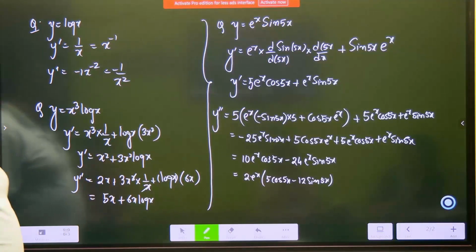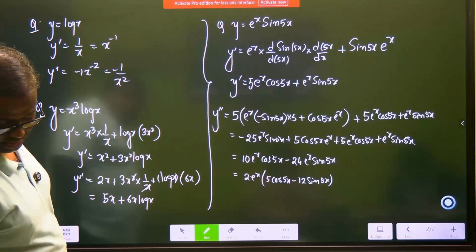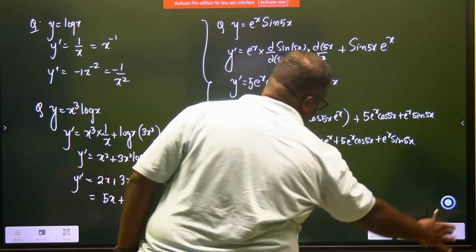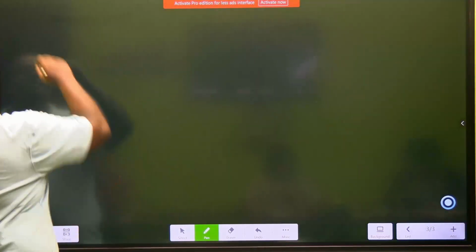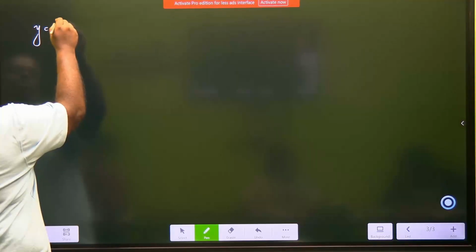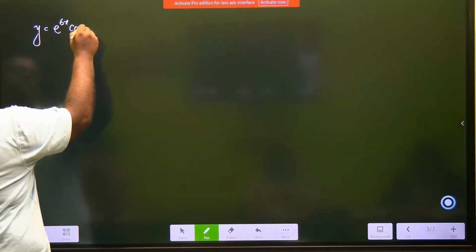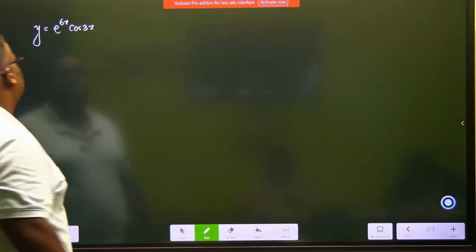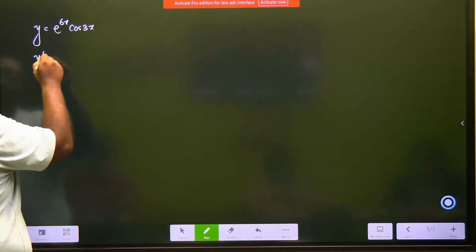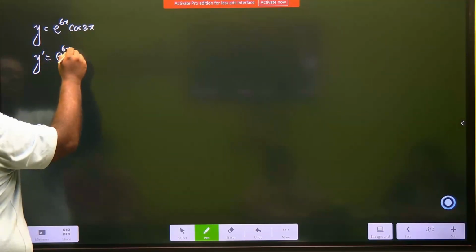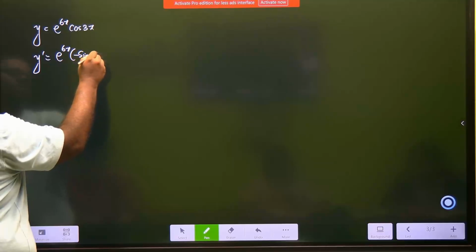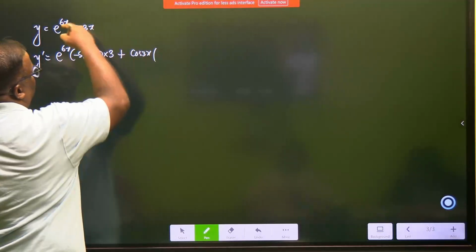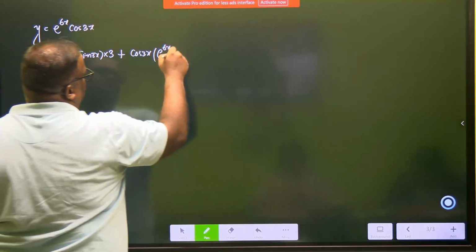Okay. Shall we try one more? e to the power 6x cos 3x. Now this is again interesting. y is equal to e to the power 6x cos 3x. Now even the 6x is also going to have a chain differentiation, e to the power 6x. So let's write the first derivative. The first derivative is the first function into sine 3x multiplied by a 3 plus cos 3x, differential of e to the power 6x is e to the power 6x multiplied by a 6.